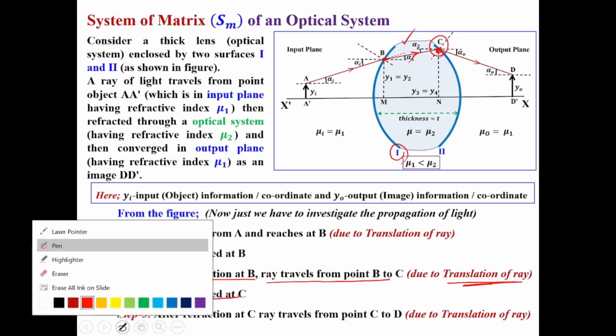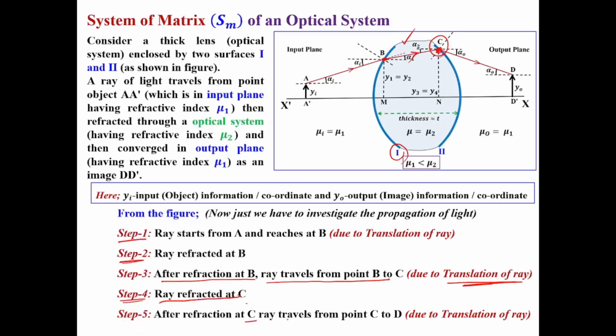Then in step 5, after refraction at C, the ray travels from C to D. That is your translation of the ray. By considering these 5 steps, we can investigate the propagation of the light ray from object to image.